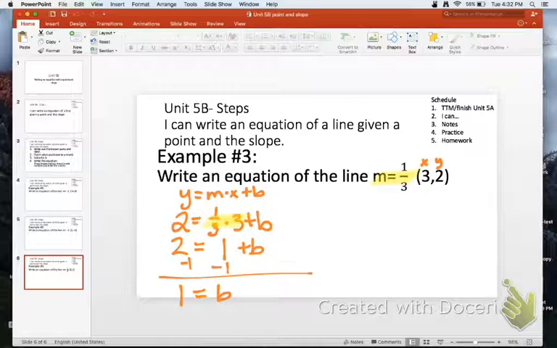But I'm not done yet. Now I have to rewrite it, and I leave my y alone, and I leave my x alone, and I put in the other numbers that I have. Well, my m is 1/3, and my x and my b is 1. Now, it is a positive 1, so I write +1. If it was a negative, it would have gotten a -1.